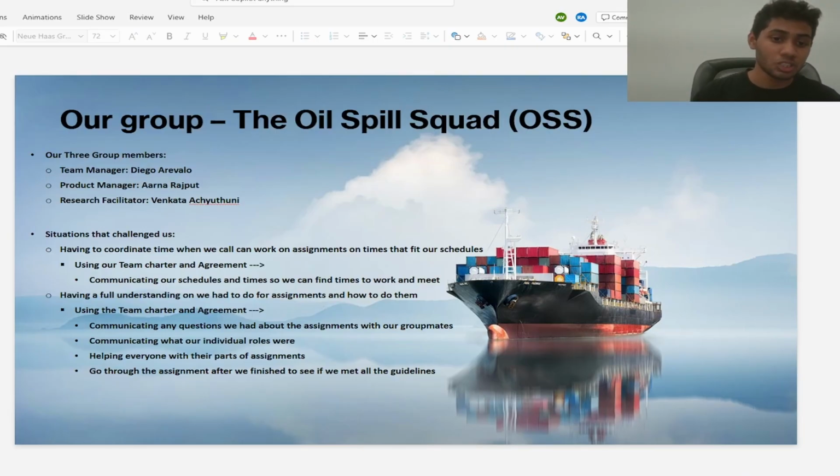Again, using this team charter and the agreements, we communicated any questions we had, communicated our individual roles on assignments, making sure that everyone knew what they were doing and helping them with their parts on assignments, and going through the assignment after we finished to see if we met all the guidelines or not.